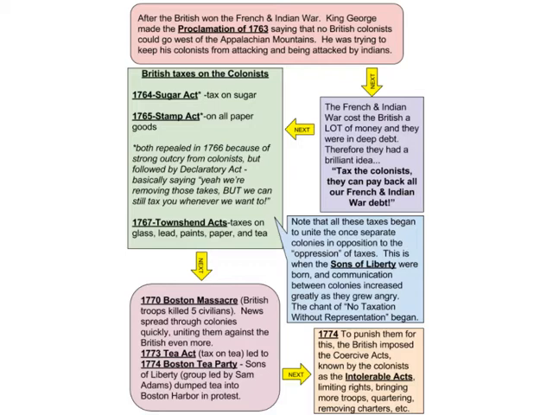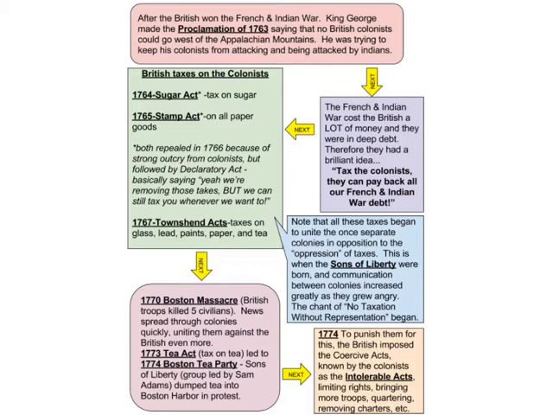Anything that you would buy, pretty much, from a newspaper to a pamphlet to a birth certificate to whatever it might be, registration for anything that's paper, it's going to be stamped. Even playing cards have a stamp on them, so you have to pay tax. Both of these, by the way, were repealed, which just means that they were done away with, in 1766. So that's just a couple years later.